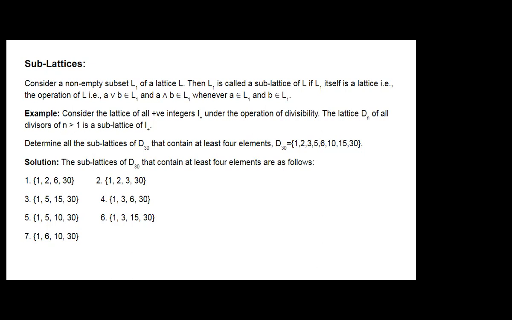That is, the operation of L: A or B belongs to L1 and A and B belongs to L1, whenever A belongs to L1 and B belongs to L1.